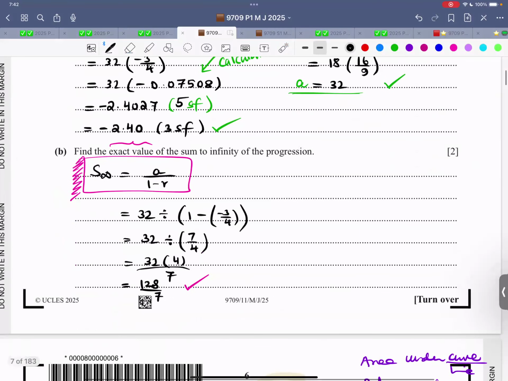And then over here in the same question, now they are focusing on exact value. Find the exact value of the sum to infinity. That is the formula. Plug in the value. Play with fractions. The answer is 128 over 7. So now 2 questions are down. And this thing we have seen.